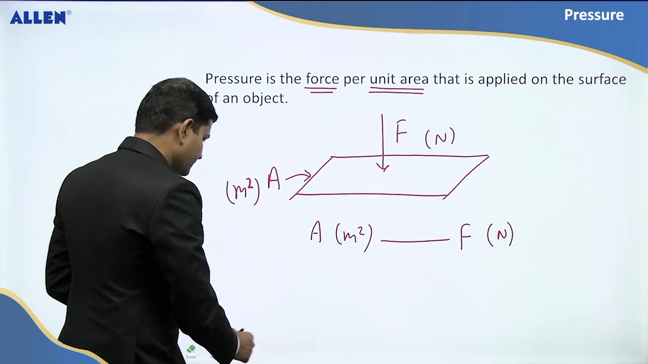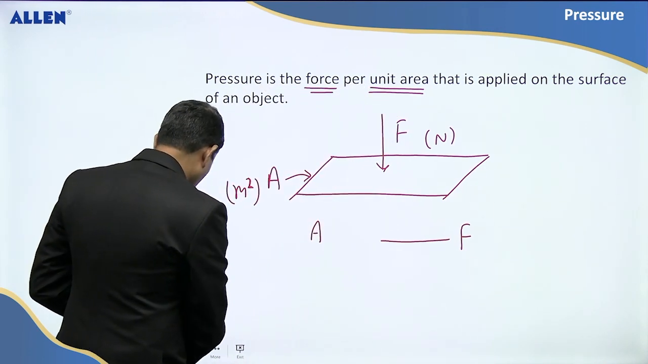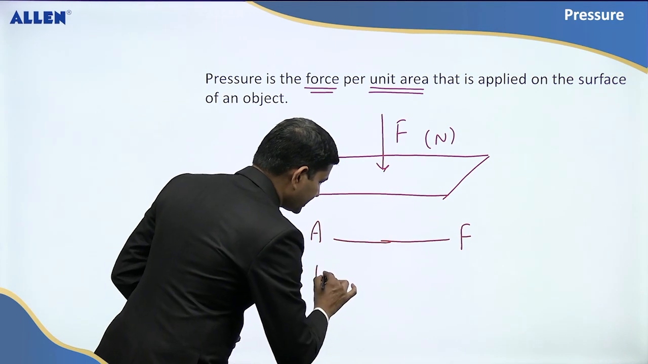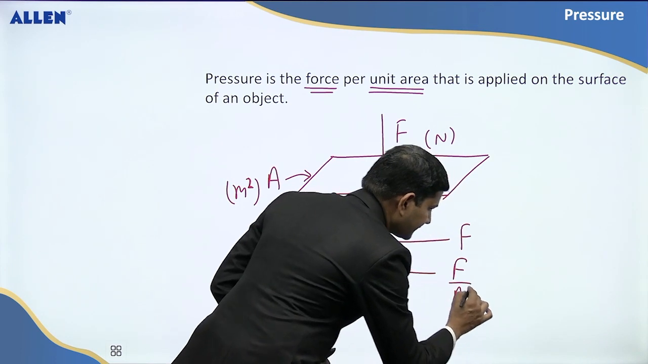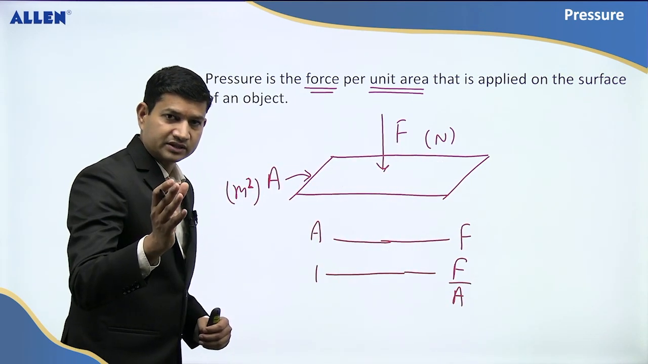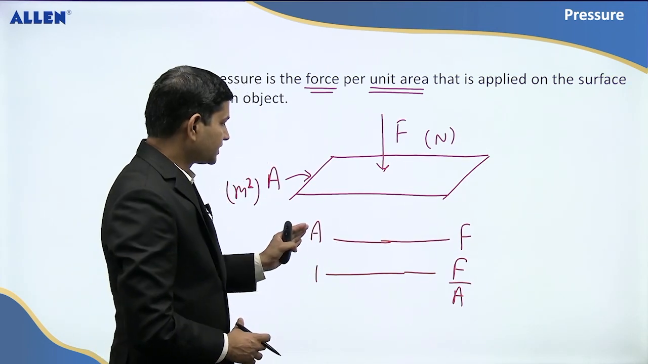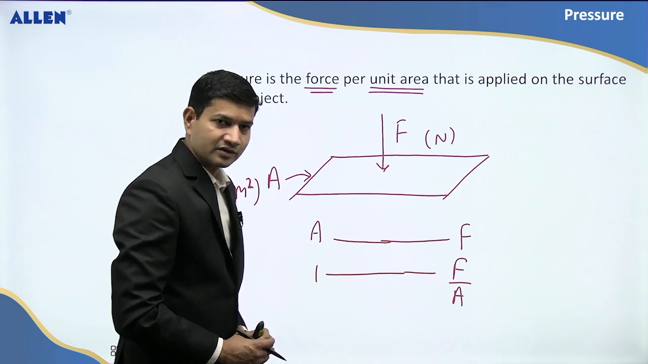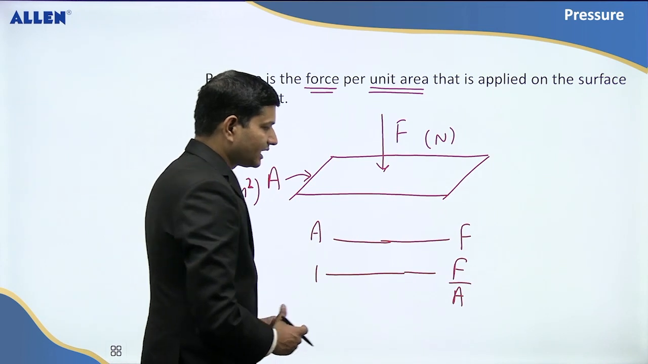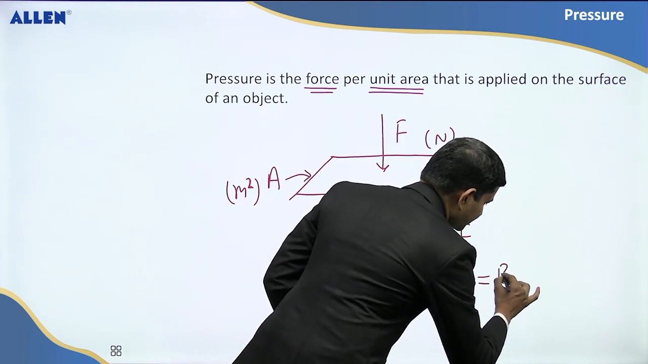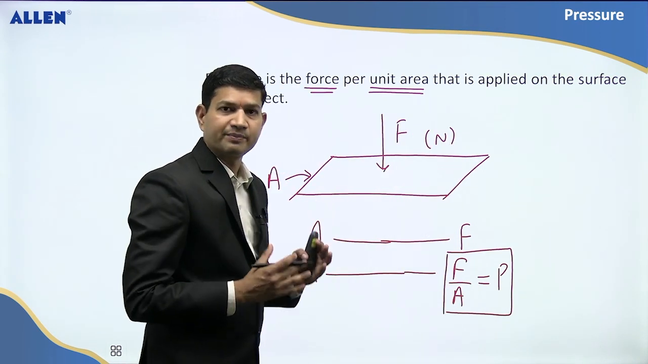Now on unit area, the force applied will be equal to F upon A. Please pay attention, students. I am repeating it again. On capital A area, the force applied is F. On unit area, the force applied will be equal to F upon A, and this F upon A is nothing but pressure. Here when we are talking about the force, we are talking about the perpendicular force.